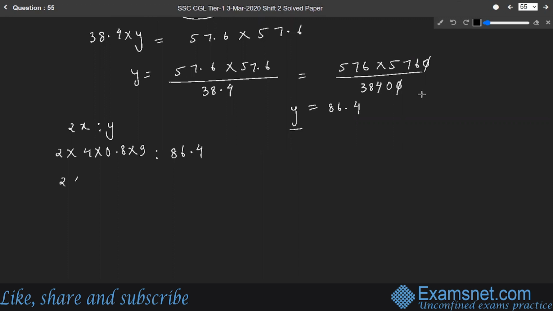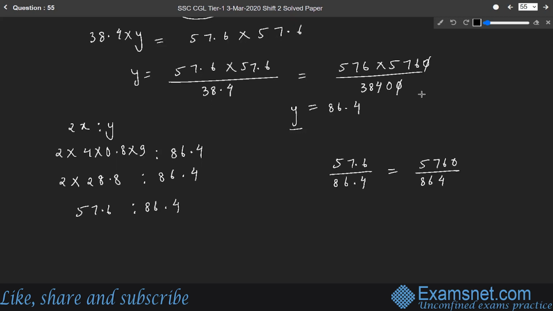Now, this will be 2 into 4 into 0.8 into 9. Okay. So 4 into 0.8 into 9 will be 28.8. Ratio 86.4. Right. Now 28.8 into 2 gives 57.6 and ratio 86.4. Since it is the ratio, it means we have to simply divide it. So 57.6 divided by 86.4. Okay, when we remove the points here, it will be 5760 divided by 8640. This 0 and 0 will be cancelled, right?